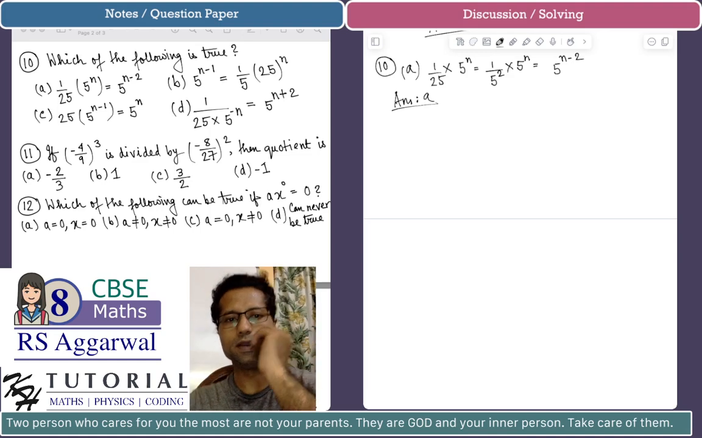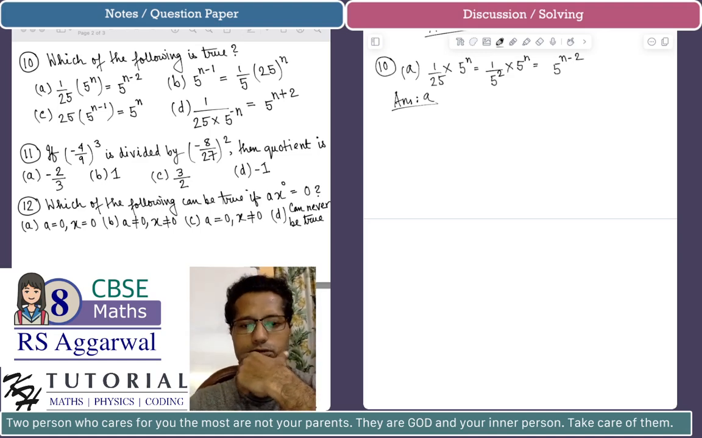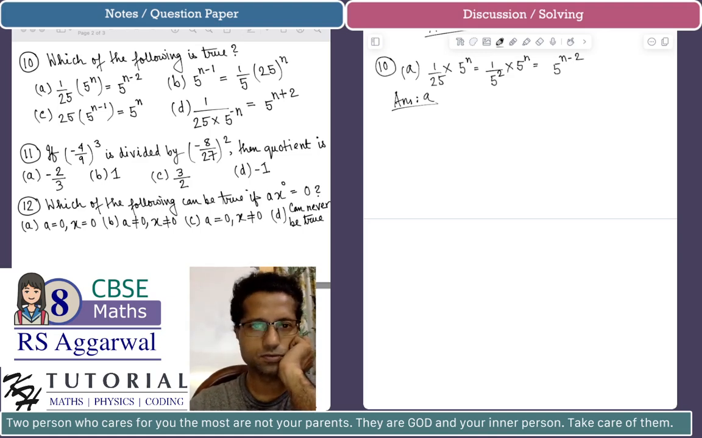So this was pretty quick, but in some other problem you will have to check a few options before you find out which is true. So the first choice A is true. Let me quickly check if I am doing it correctly or not. 1 by 25 multiplied by 5 to the power n. 1 by 25 is 1 by 5 square. So we have n minus 2. Yeah, choice A is true.